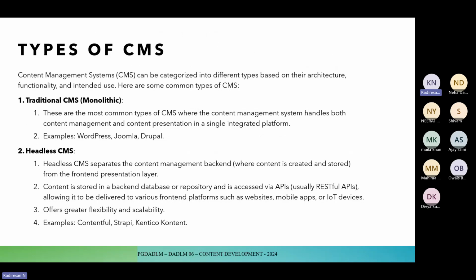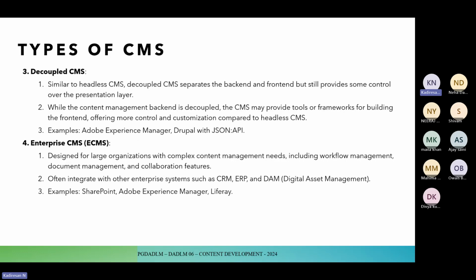So some of the types like traditional CMS, where you'll be having the content management system and the presentation layer both in a single platform. Some examples are WordPress, Joomla, and Drupal. And headless CMS, where you'll be having different databases, repository, and also a different backend server and different presentation layer. And decoupled CMS, where you just have different layers, but we will have some control over the presentation layer. And enterprise CMS, where we'll be having workflow management, document management, and collaboration features.